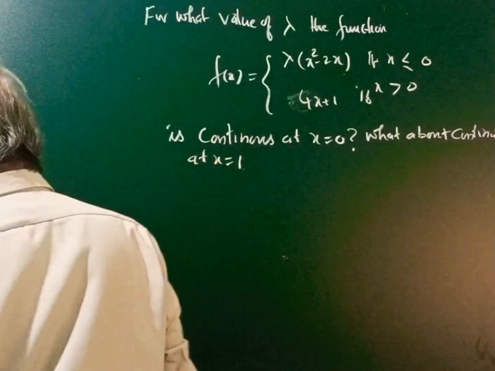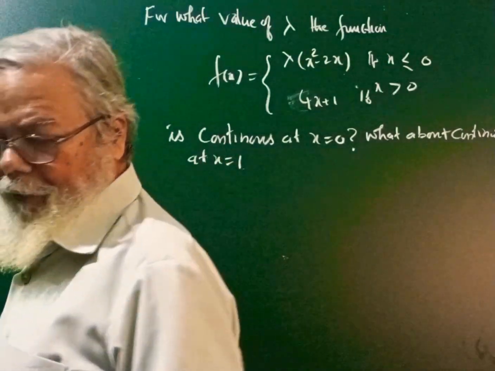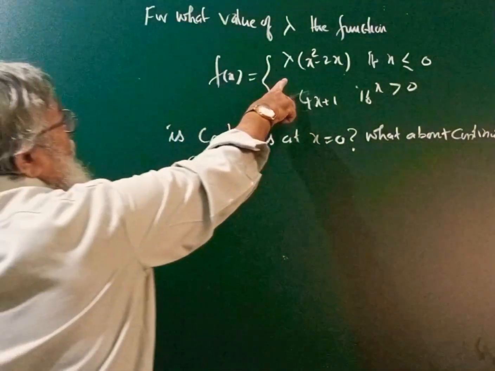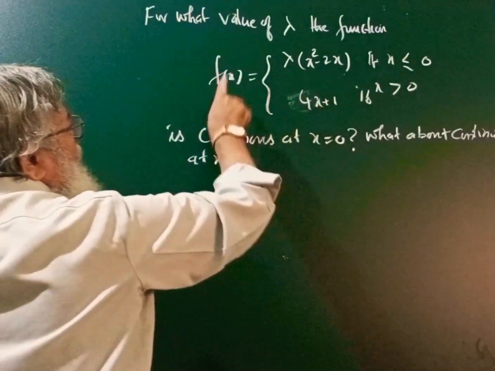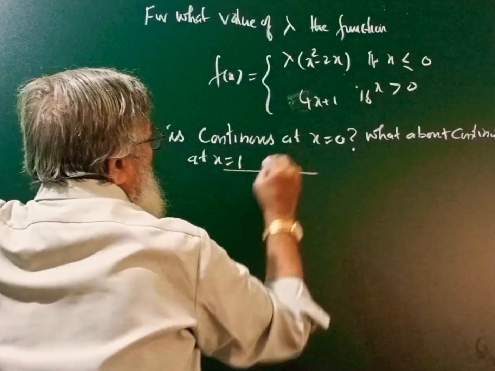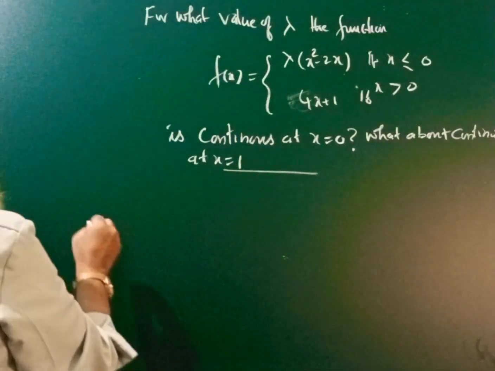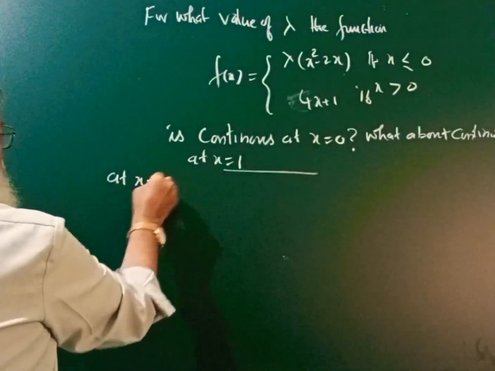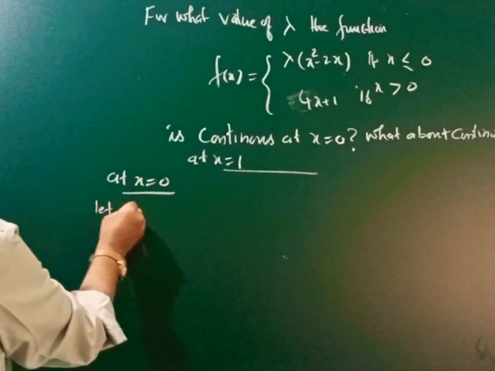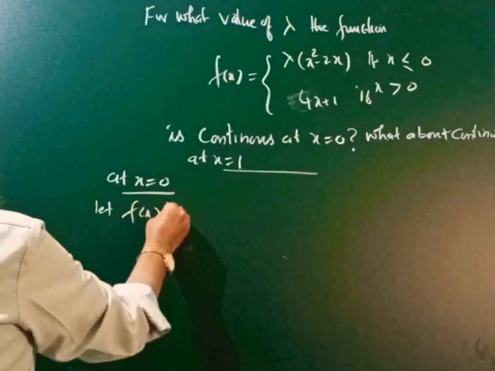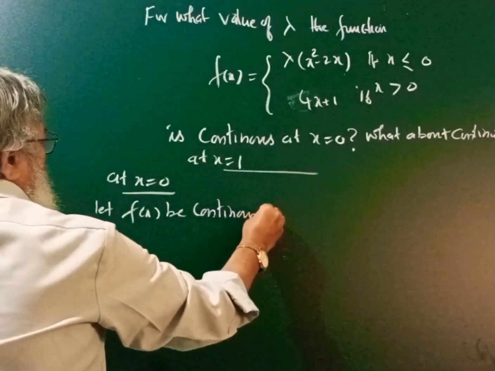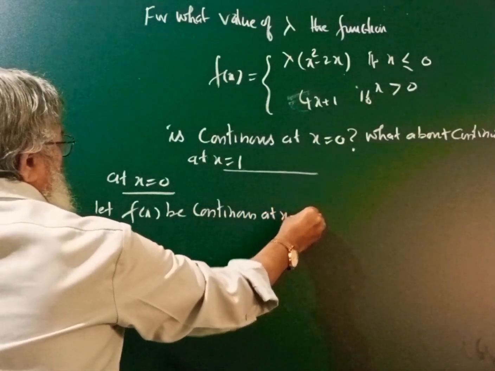So actually this is the combination of two problems. One by one let us solve here. We have to find out for what value of lambda this function is supposed to be continuous. First let us take x equal to 0. Let f(x) be continuous at x equal to 0.